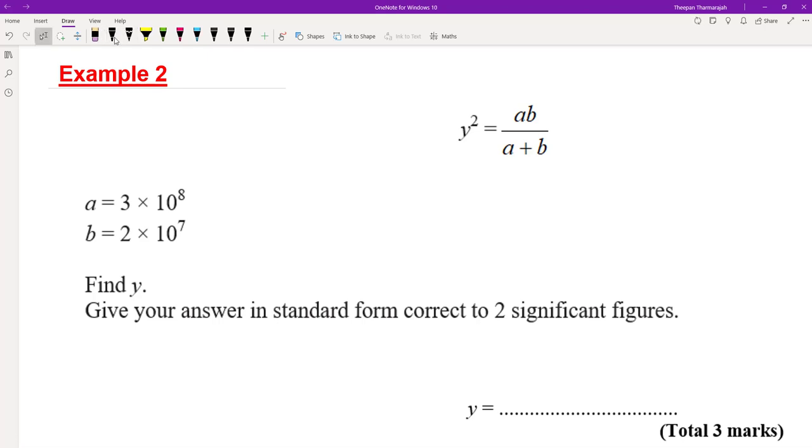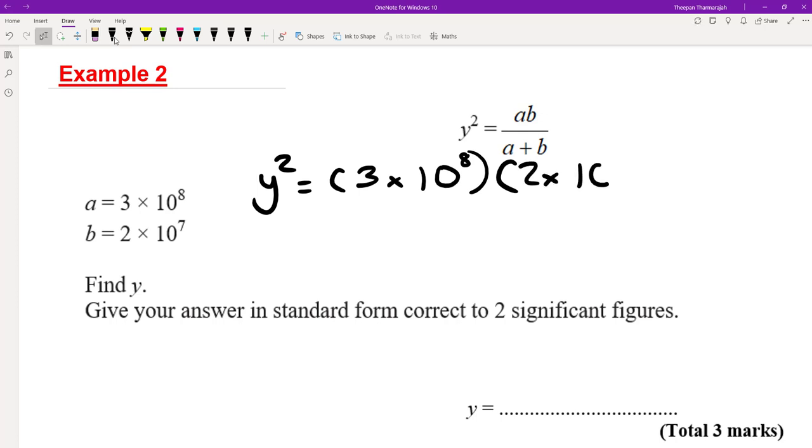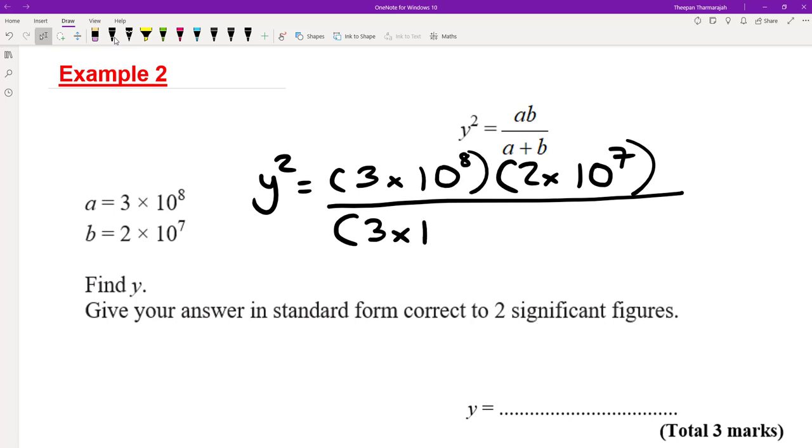Okay, so let's substitute the values in. So we can say y squared is a, which is 3 times 10 to the power of 8, times 2 times 10 to the power of 7. On the denominator, we're going to have 3 times 10 to the power of 8, which is a, plus 2 times 10 to the power of 7.